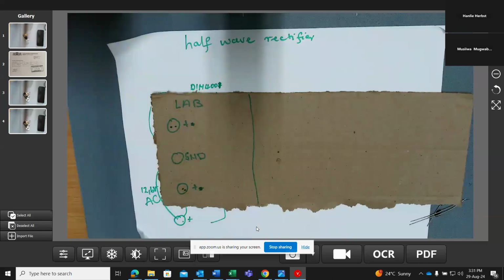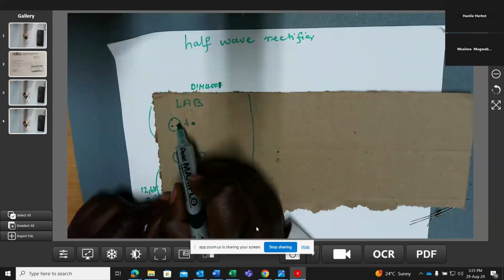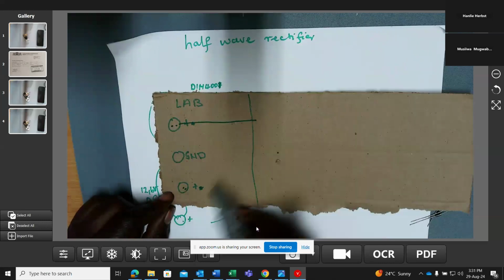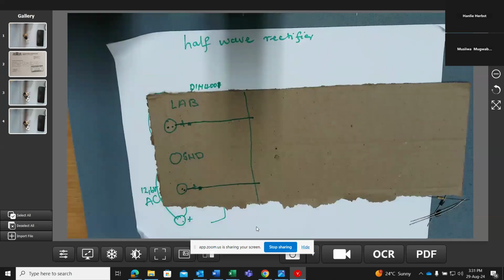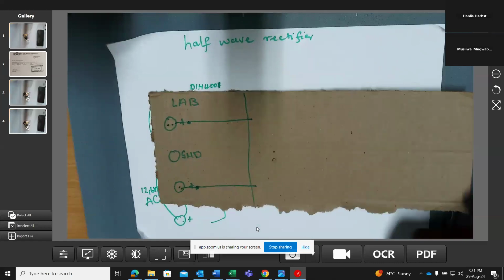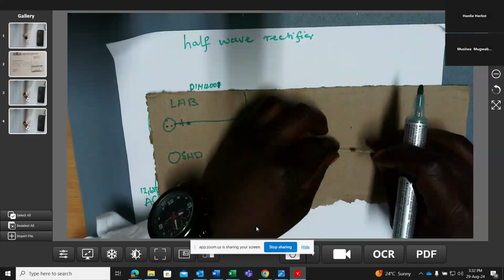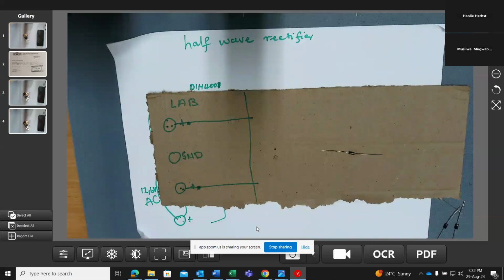Therefore, when I'm done with this, I will have a probe going into my circuit, and also another probe going into my circuit. Now I need to connect my circuit. This is the diode that I need to use, because on a half wave rectifier, you only use one diode.